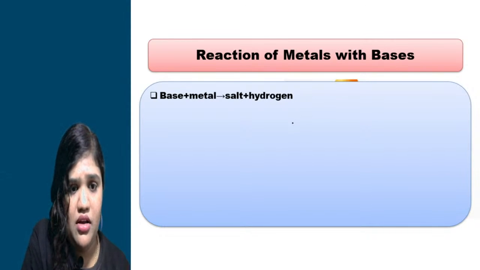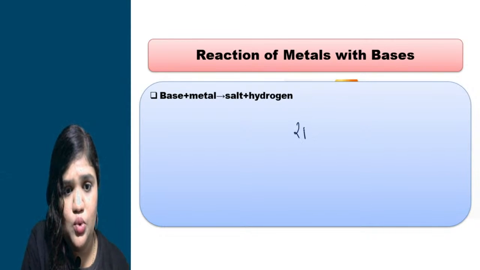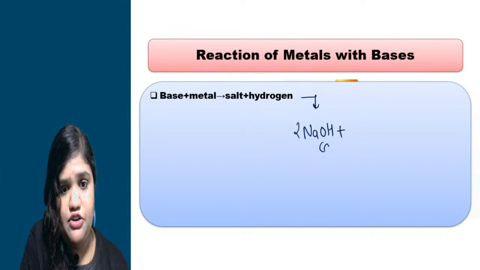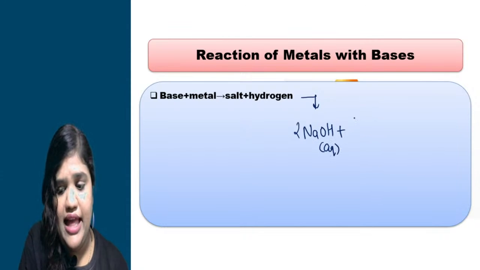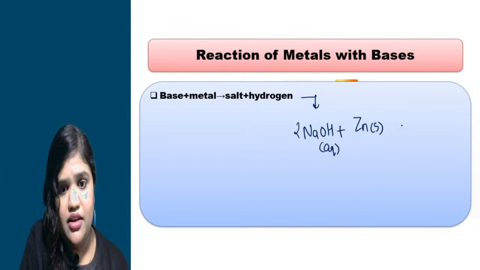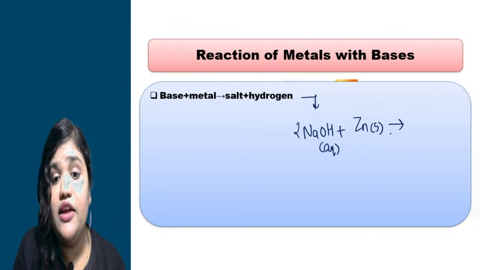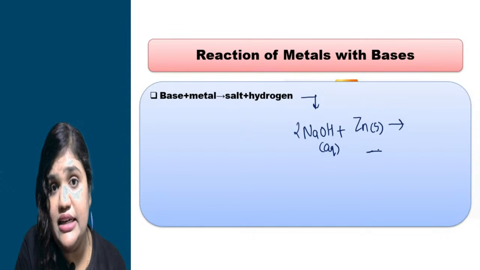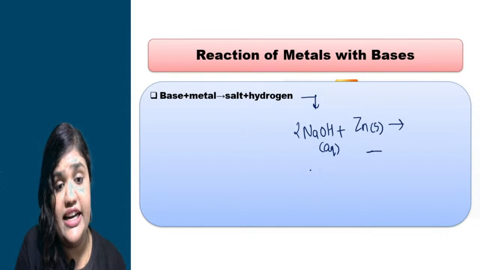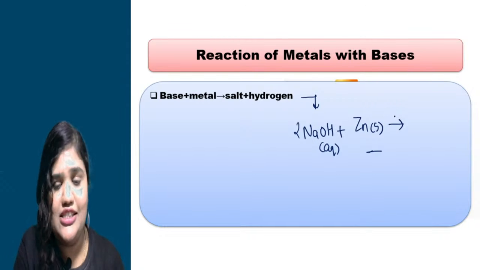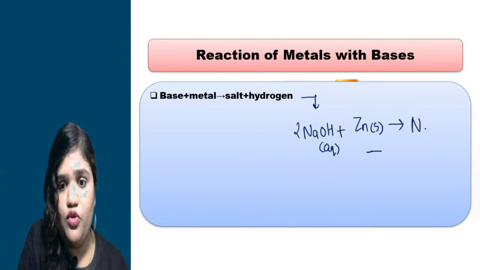So here I am going to take one base, 2NaOH, in the aqueous form, and along with that zinc metal is going to react. What will happen when the metal, zinc, reacts with base? There is a formation of salt and hydrogen. So what kind of salt over here?